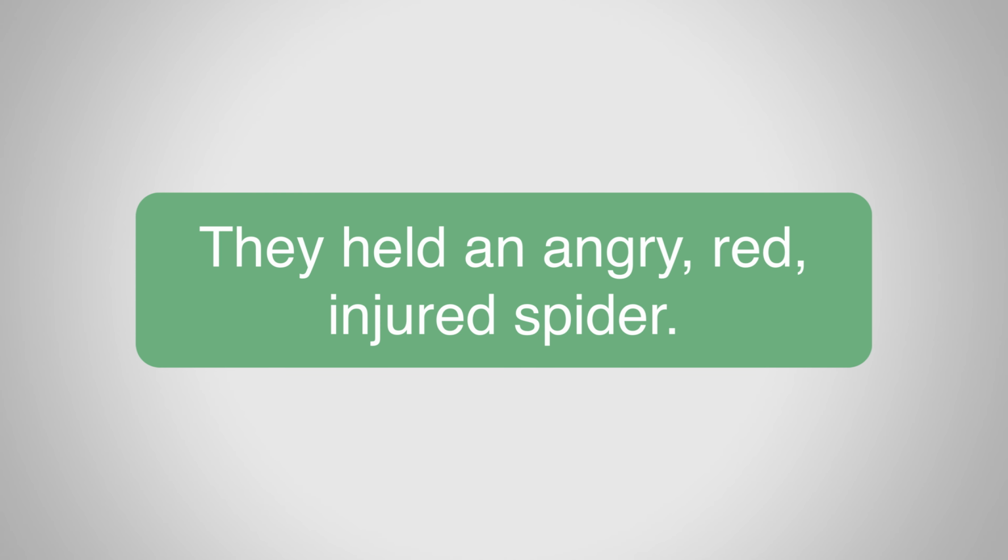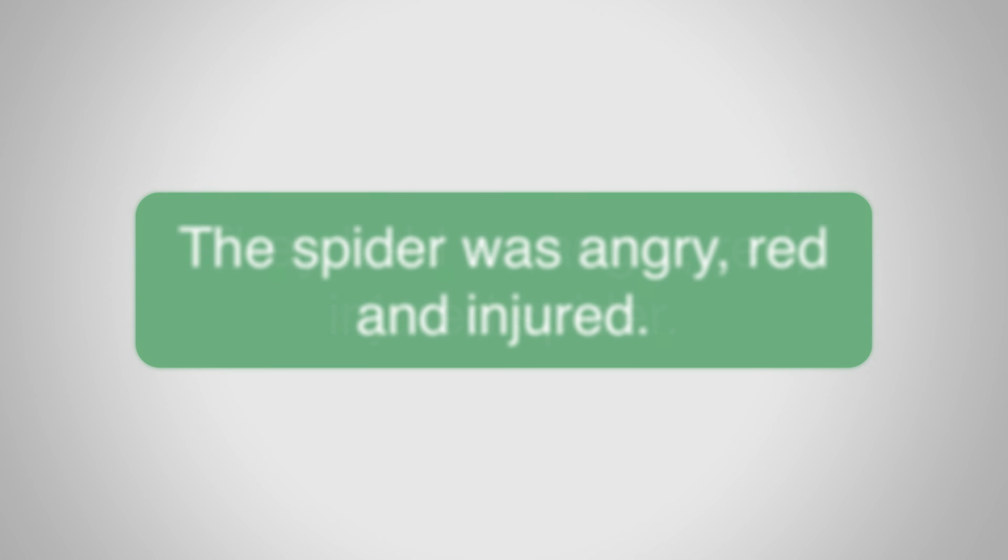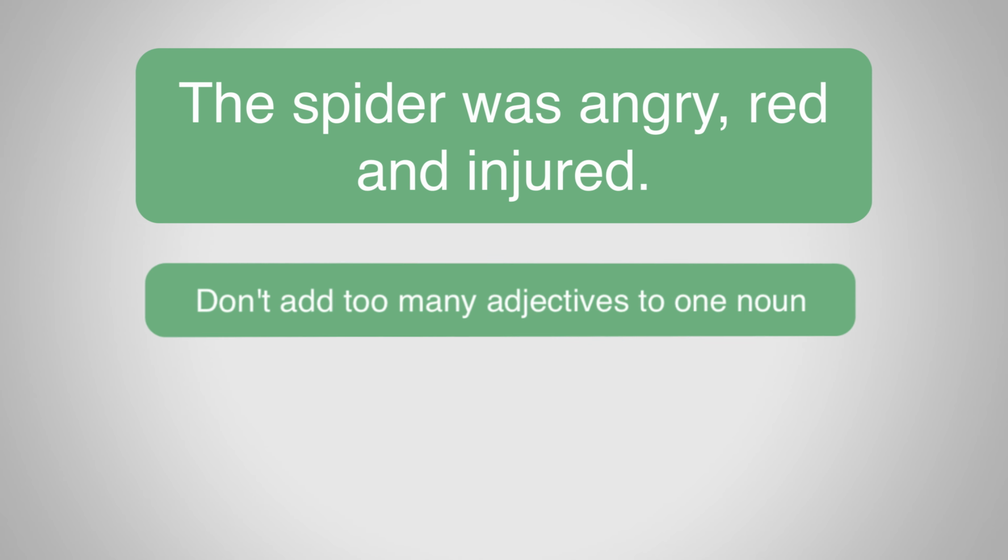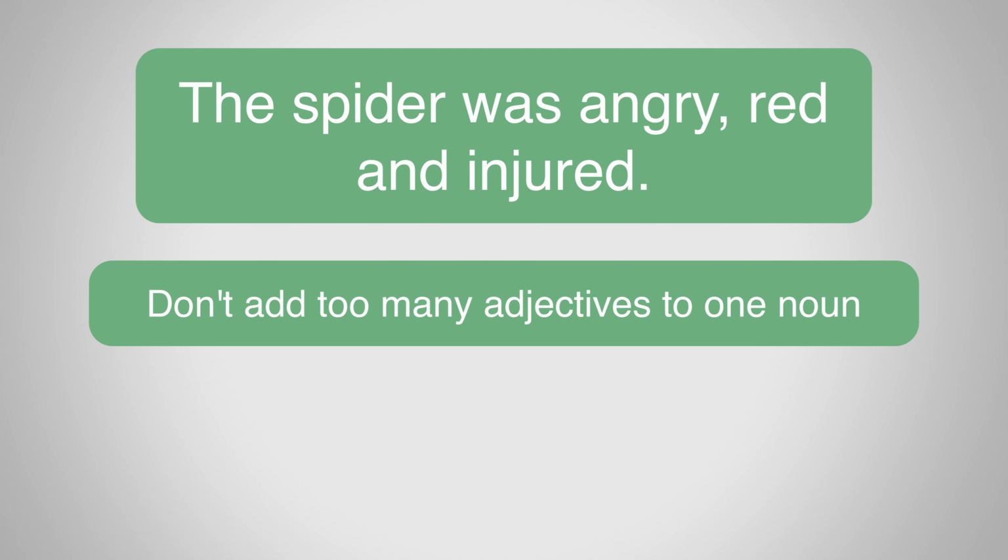And again, if the adjectives came after the noun they were describing, we just follow the normal rule for commas in lists. The spider was angry, red, and injured. Be careful not to add too many adjectives to describe the same noun though. It can make your writing sound a little awkward.